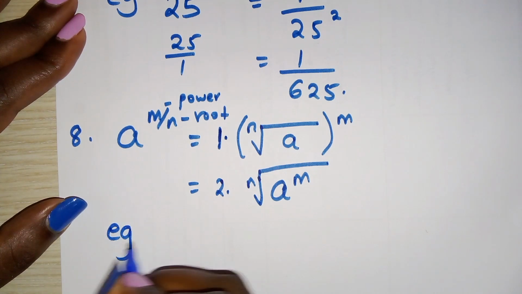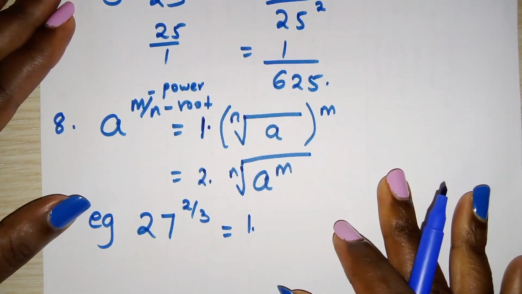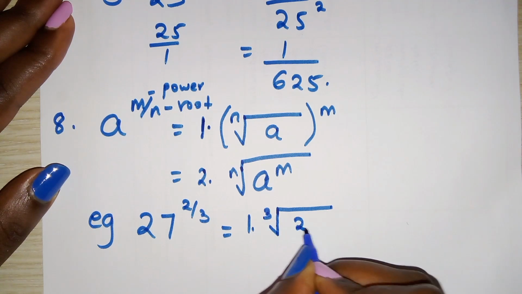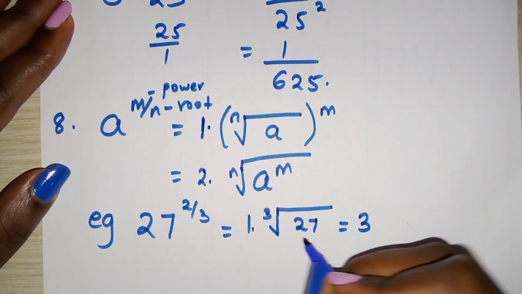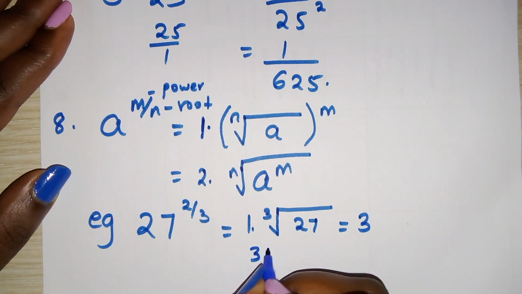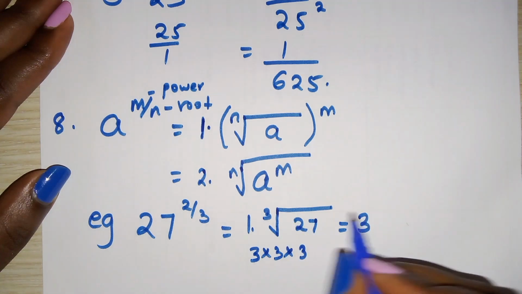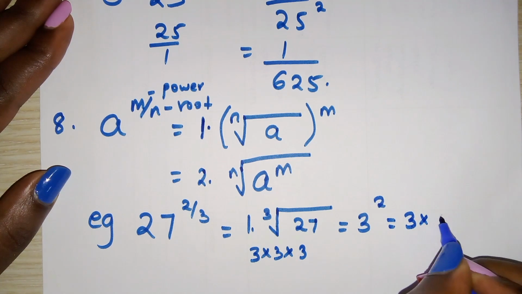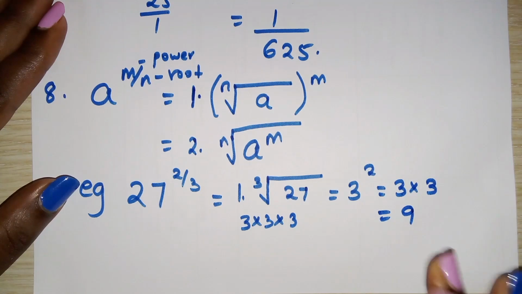For example, we have 27 to the power 2 over 3. We can do it with the first method. We start with the third root, or the cube root of 27, which is 3. Cube root of 27 is the number which multiplied by itself, and itself again, will give you 27. So 3 times 3 times 3 is 27, so the cube root of 27 is 3. Then your answer, you power it by 2. So 3 squared is 3 times 3, which is equal to 9.